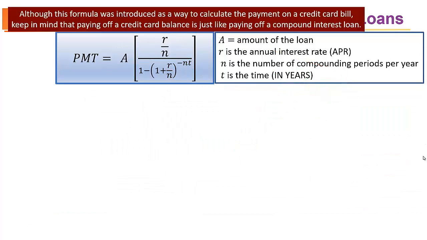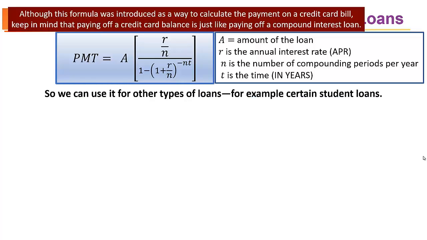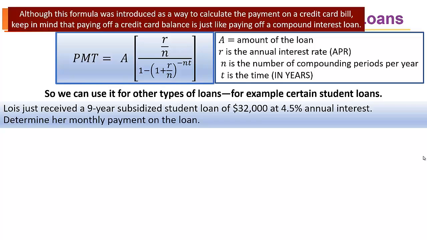Although this formula was introduced as a way to calculate the payment on a credit card bill, keep in mind that paying off a credit card balance is just like paying off a compound interest loan, so you can also use it for that. In fact, you can use it to calculate monthly payments on student loans, or at least some of them. We're going to talk about something called a subsidized student loan that Lois just received.